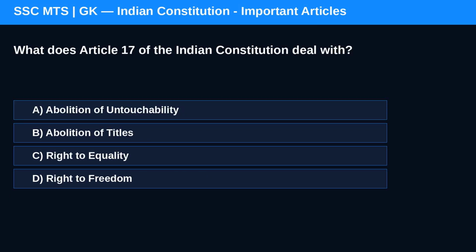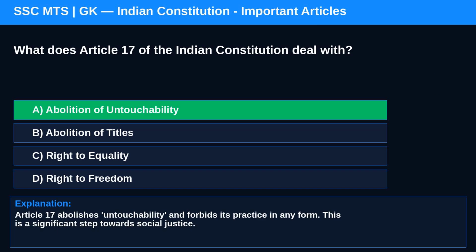Question 12. What does Article 17 of the Indian Constitution deal with? Option A, abolition of untouchability. Option B, abolition of titles. Correct answer is A. Article 17 abolishes untouchability and forbids its practice in any form. This is a significant step towards social justice.